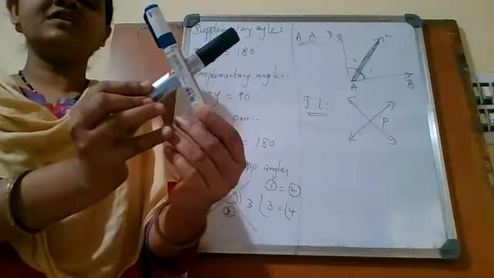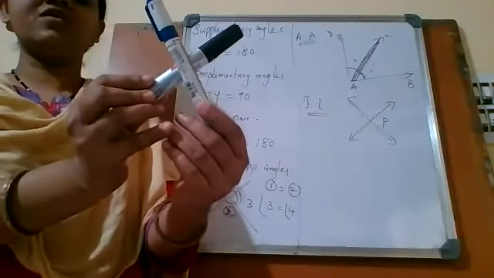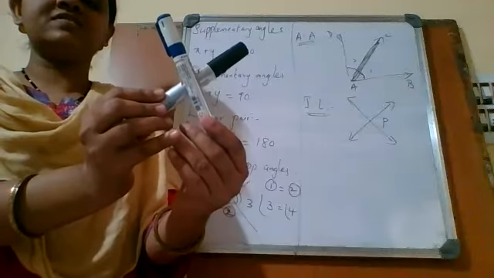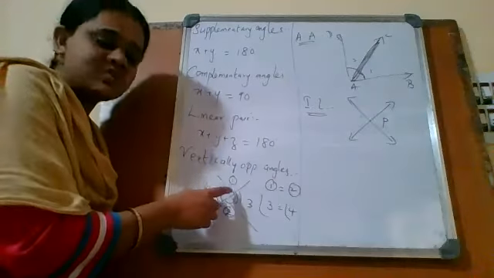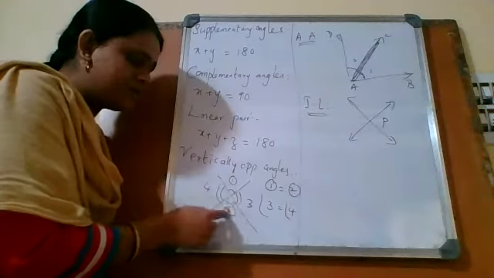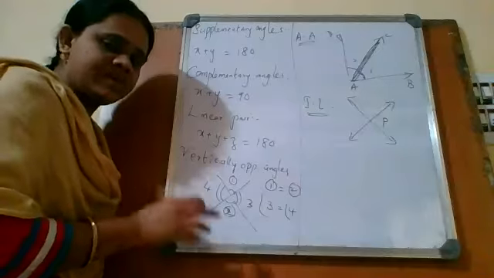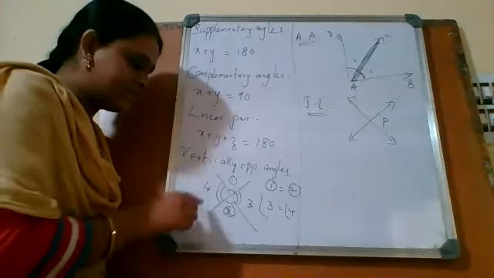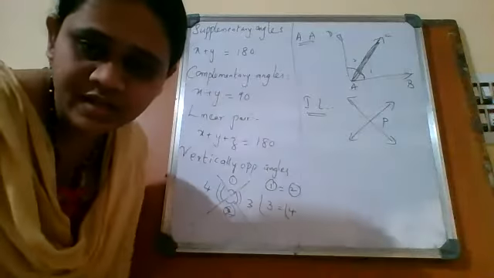Okay, this is called vertically opposite angles. Here the angles are formed with the help of the letter X, touching at some common point, intersecting lines touching at some common point. Their sum should not be equal to 180 degrees. If we add these angles, it should not be equal to 180 degrees. Angle 1 is equal to angle 2 and angle 3 is equal to angle 4.